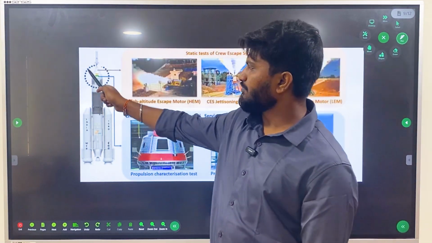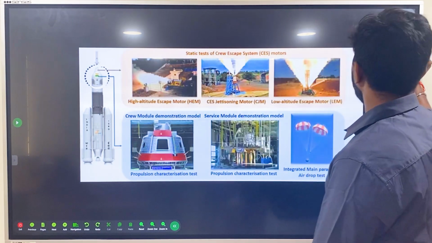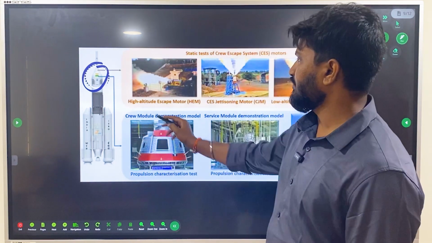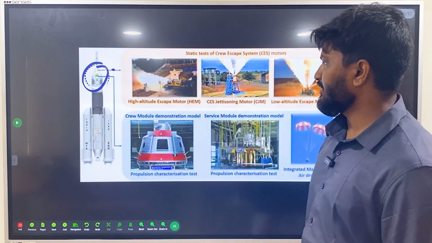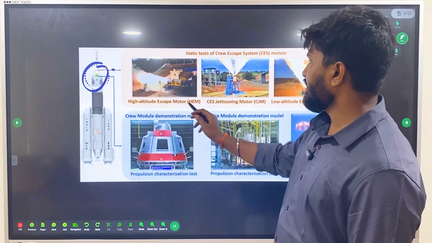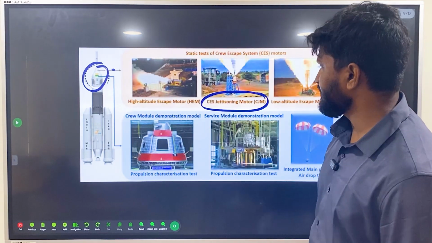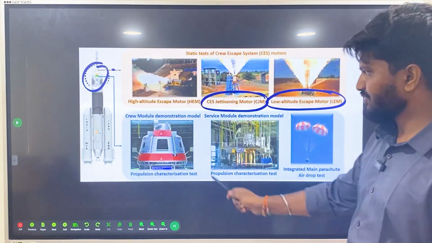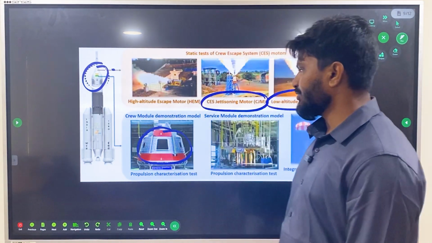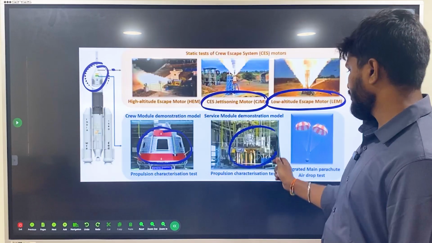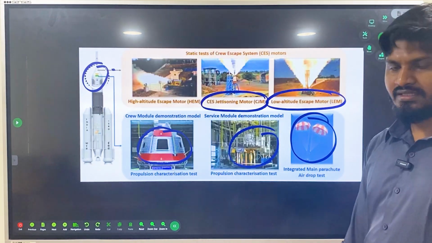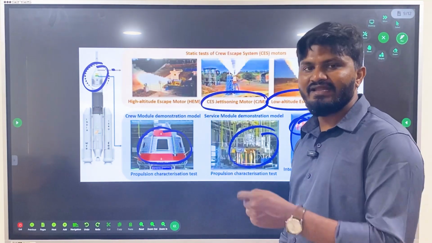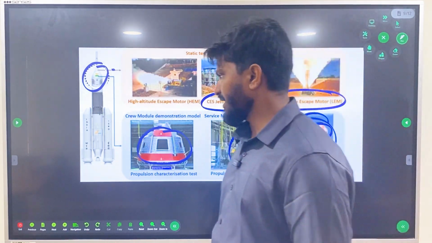So here is where the crew will be seated. This part of the rocket, this part of the LVM3, is where the crew will be seated, and above it will be the high altitude escape motor, then the CES jettison motor, and then the low altitude escape motor. These are all the different types of motors, and this is where the crew will be present. Crew module demonstration model, then service module demonstration model, and this is the integrated main parachute system. That is what they conducted. They have tested 2 parachutes, and they have made sure that it is landing at a speed which will not result in breakdown of this capsule.